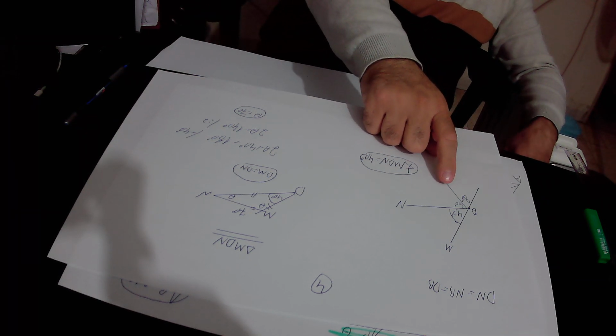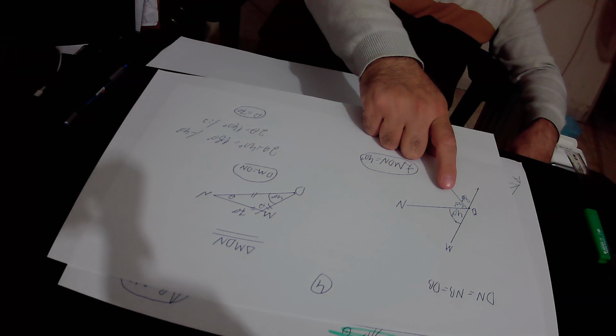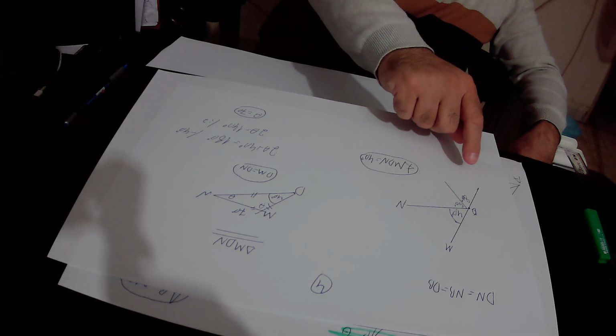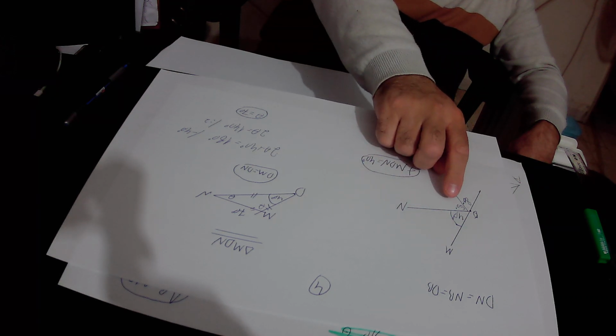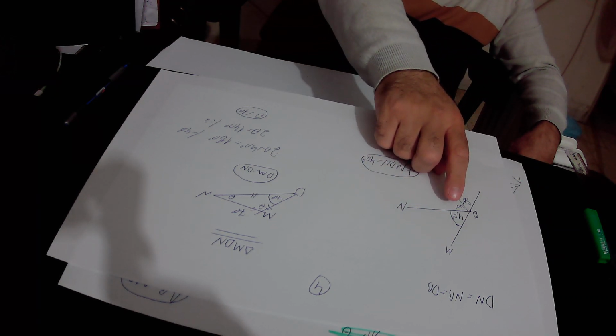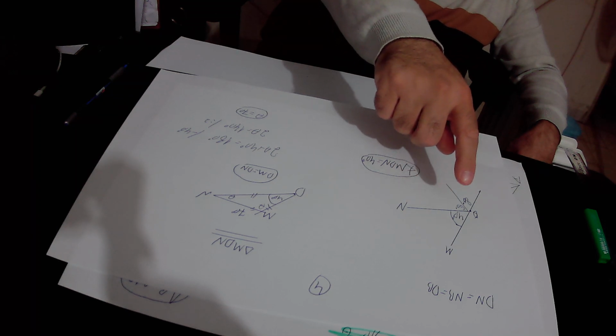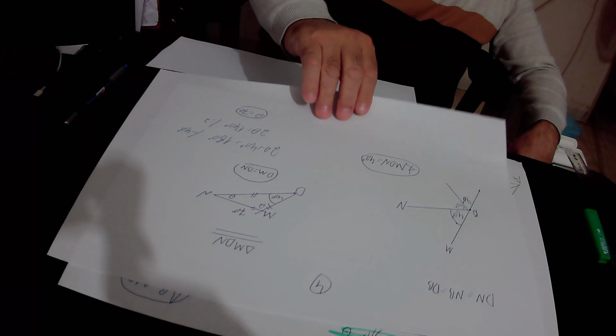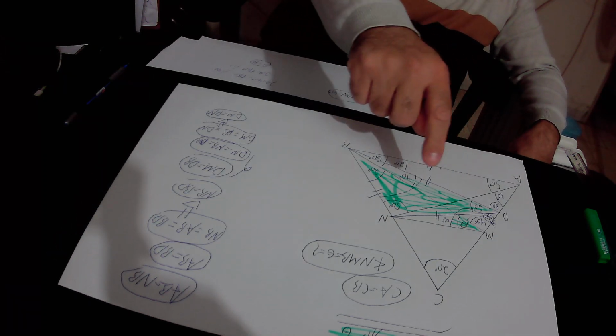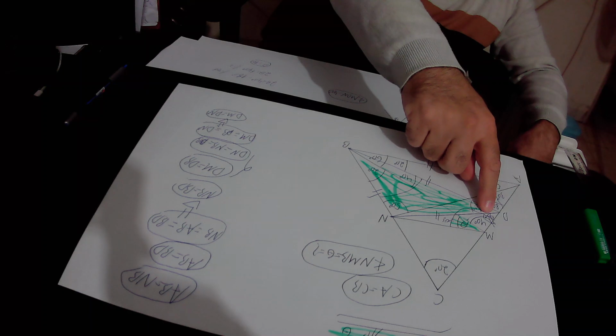80 plus 60 is 140 degrees, so the missing angle must be equal to 40 degrees in its size. That is to say, the missing angle, angle MDN, is equal to 40 degrees in its size.